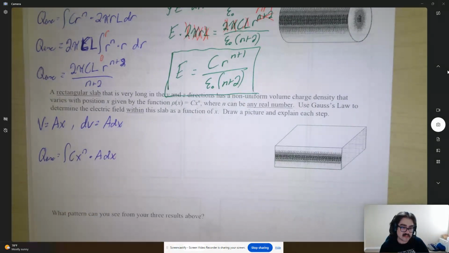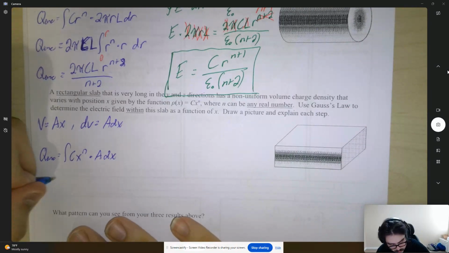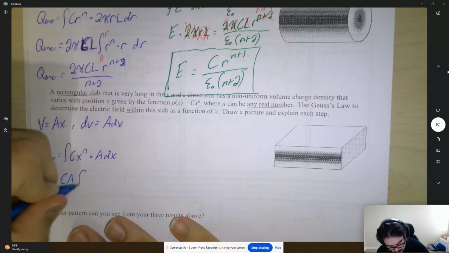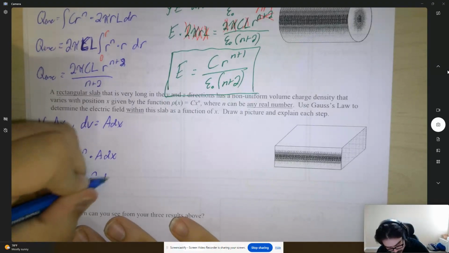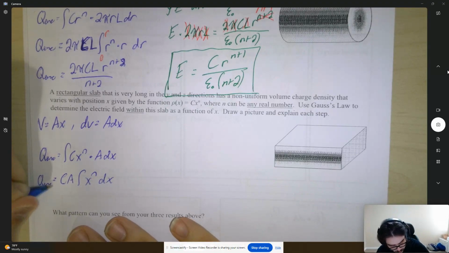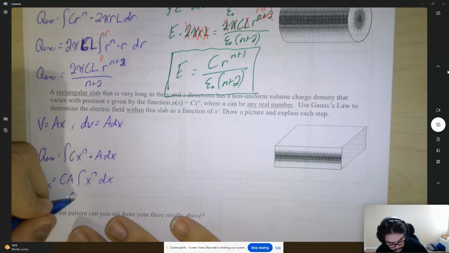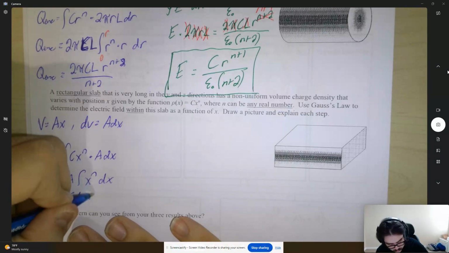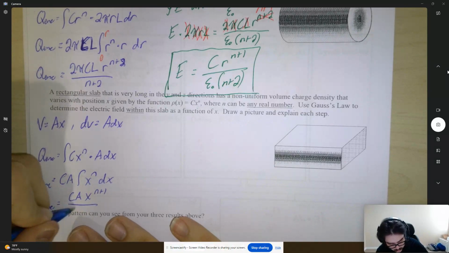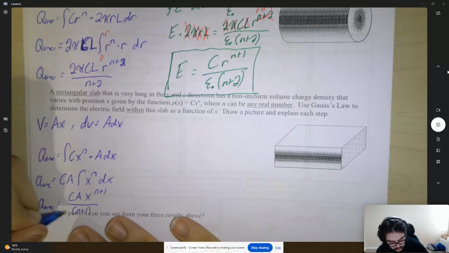And this is actually probably the easiest of the integrals to do because there's not another X term in there somewhere. We can factor out the C and the A. CA integral of X to the nth power dx. And then this becomes Q enclosed equals CA times X to the n plus 1 power over n plus 1.